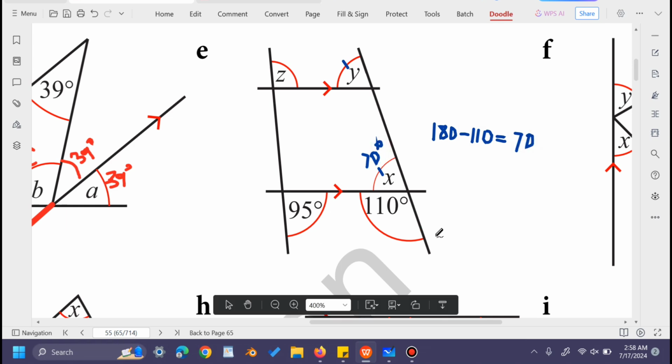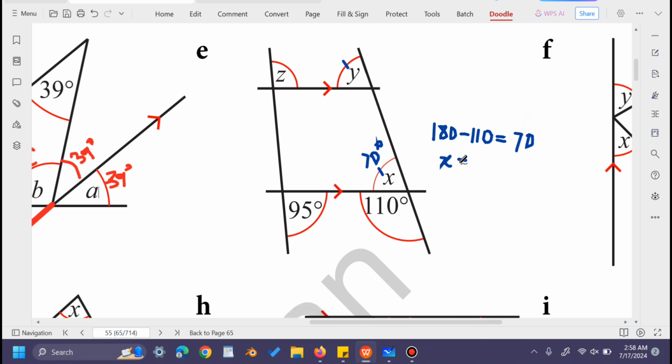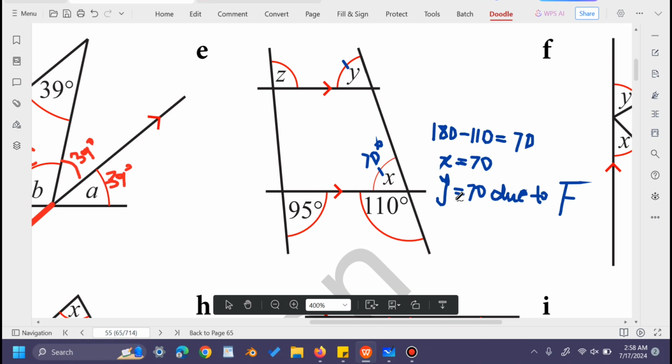All right. If this is 70, Y is also 70. X is 70. Y is 70 due to F. I'll just write F because it is due to corresponding angles. Y is equal to 70 degrees due to corresponding angles. All right. Now we know Y and we know X as well.